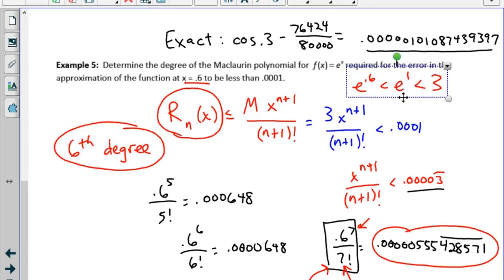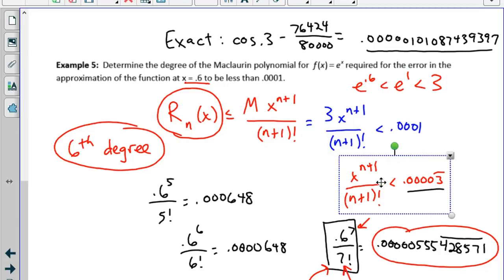e to the 0.6 is less than e to the 1, which is less than 3. So I will replace m with 3. And then I just need that to be less than 0.0001. So I divide both sides by 3, and I get this right here. So now I need to figure out what n I sub in gives me a value of this next term, so to speak, less than 0.00003 repeating.